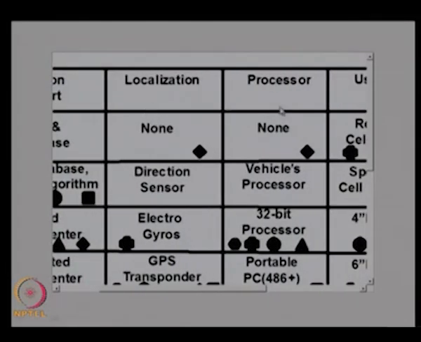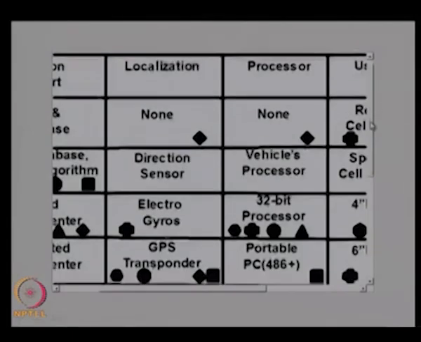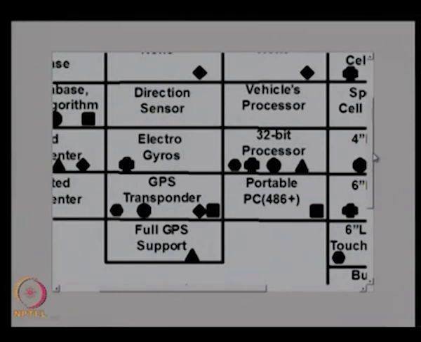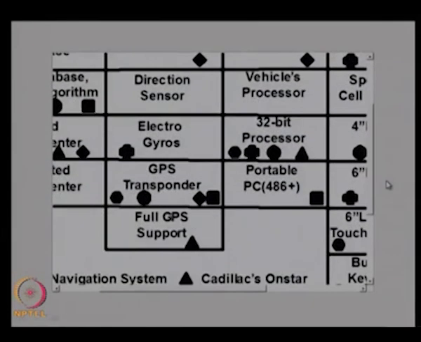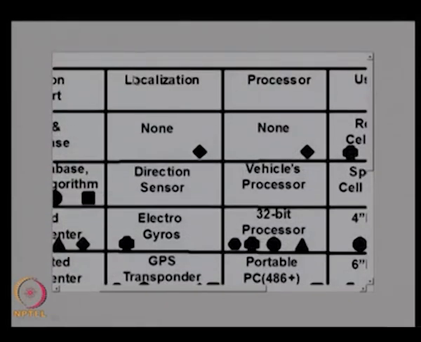Similarly, for localization we can decide not to have a localization, or we can have a direction sensor, and you can have gyroscopes or a GPS transponder or full GPS support. If you do not want localization, the driver can himself decide where he is, or we can have direction sensors to look at the directions and then decide where the location is, or you can have gyroscopes or GPS transponder and full GPS support. So any one of these methods can be used for localization of the car.